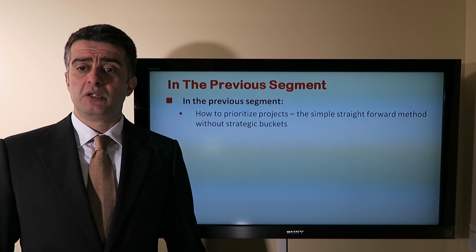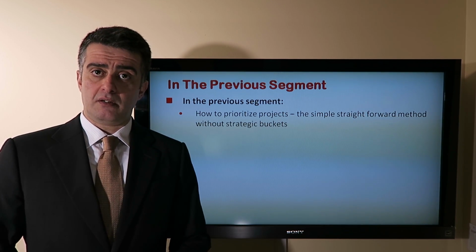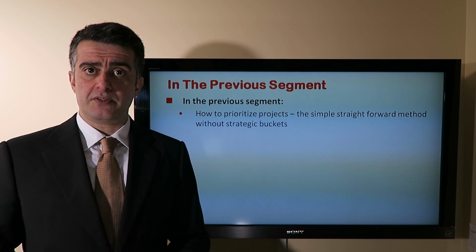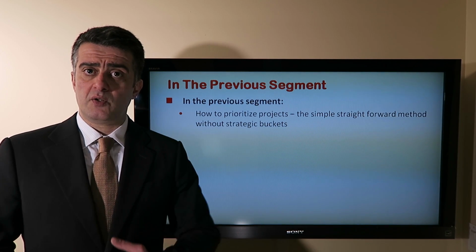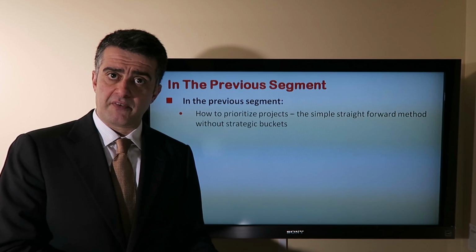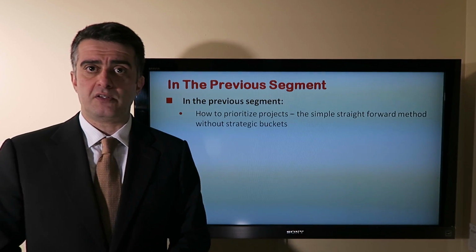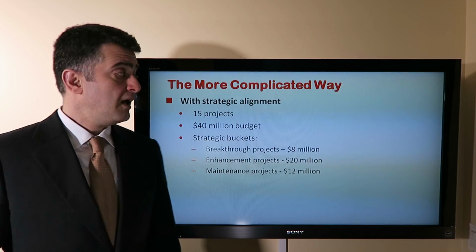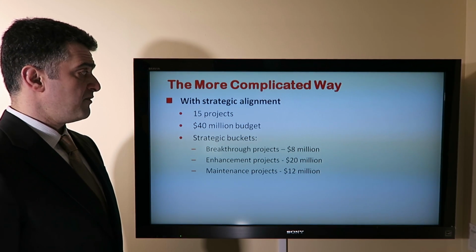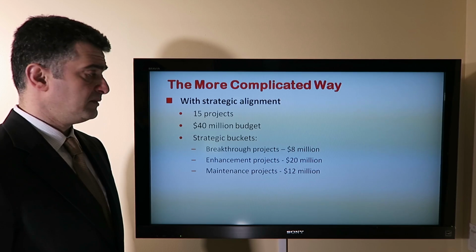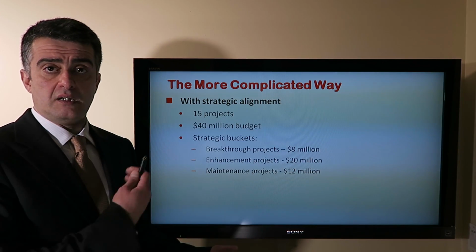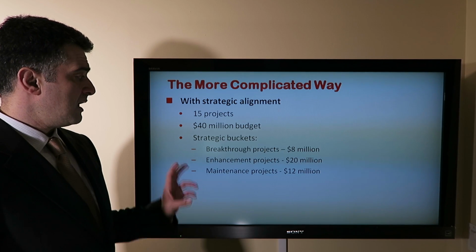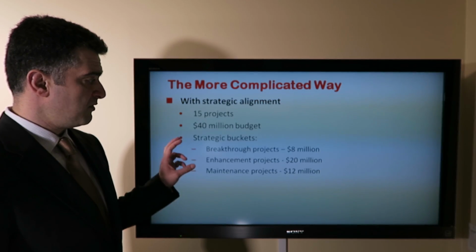In the previous segment we looked at how to prioritize projects the simple method, with just the scoring model and without the strategic buckets. So in this particular scenario we will take a look at the scoring model plus the strategic buckets approach, something I call the more complicated way. In this particular case study, we have 15 projects and a $40 million budget. Notice that we're not measuring resources in man-months, but rather in dollars. And we define our strategic buckets to be the following.